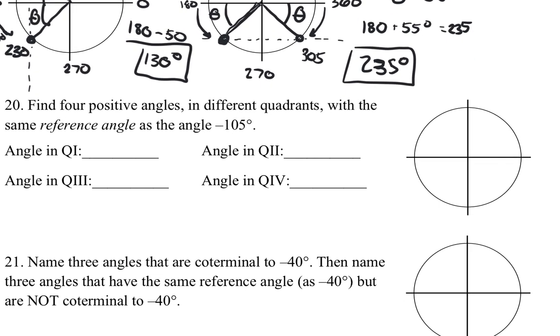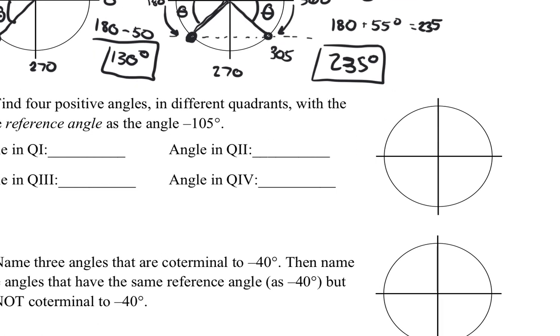All right, question 20. Find 4 positive angles in the different quadrants with the same reference angle as negative 105. So if we're going in the negative direction on the circle, we'll start at 0. And if we go this way around, we're going to get to negative 90 degrees. This will be negative 180 degrees. So that means our angle is about right here.